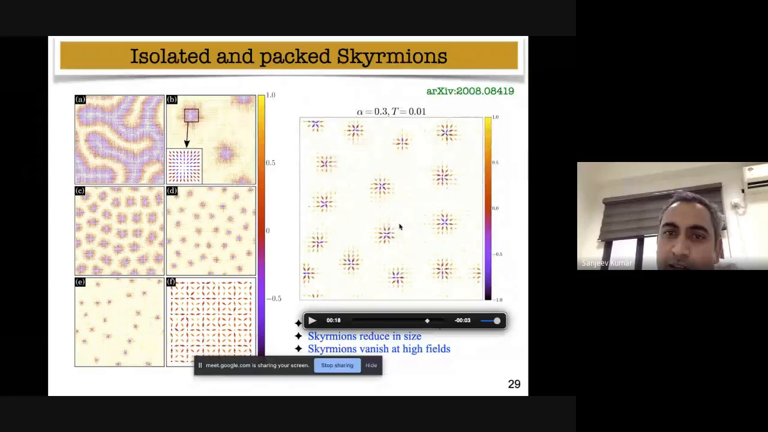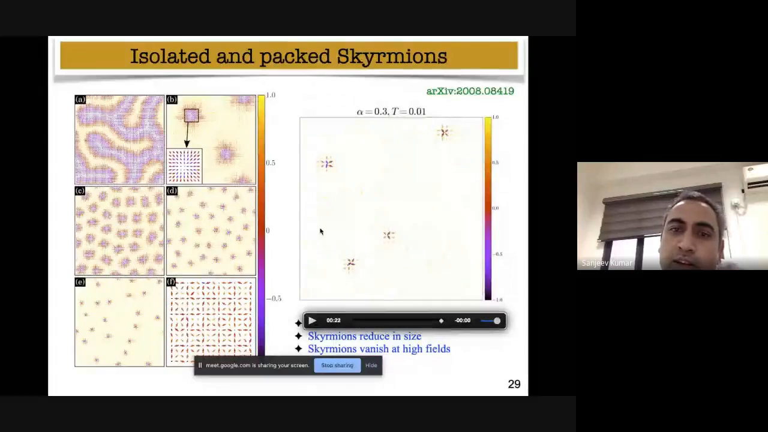Because these are easier to be polarized. So in the periphery of the skyrmion, the spins are getting polarized slowly. And finally, the entire skyrmion structure will vanish because the field that you applied is so strong that everything is polarized.